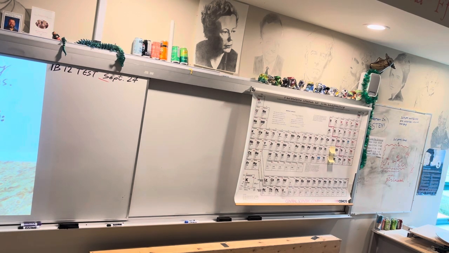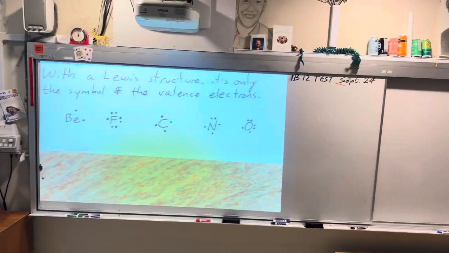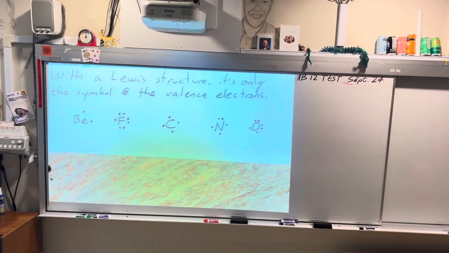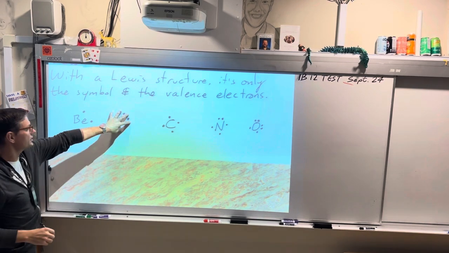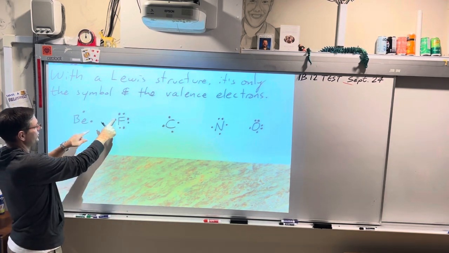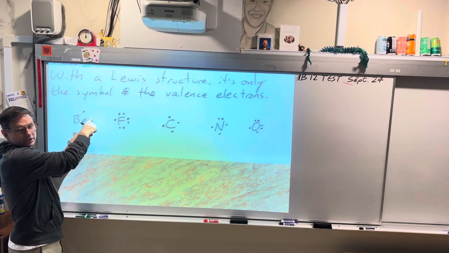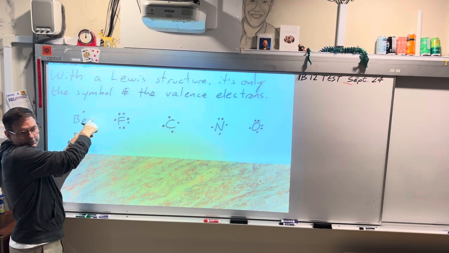Okay, so just looking at beryllium and fluorine, it's really easy to see what's going to happen, right? If you took this fluorine and just smudged it in there, these two electrons would just fit together, right? And it's an ionic bond.